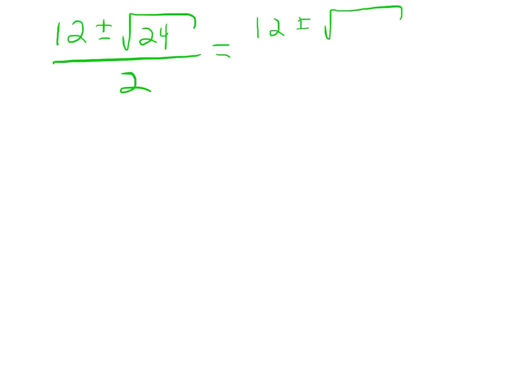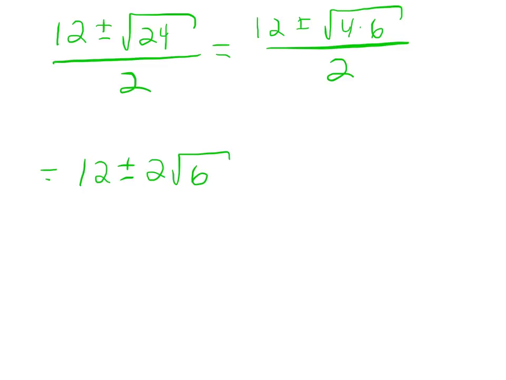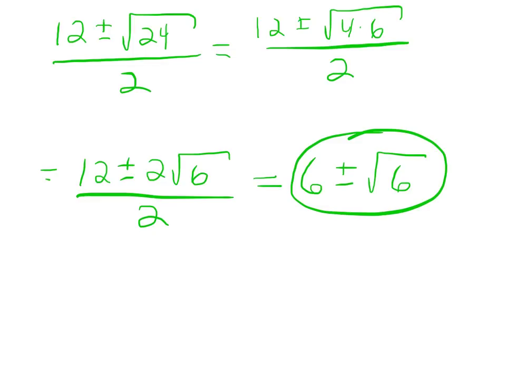So I have 12 plus or minus the square root of 24 over 2. Now I can simplify the radical by rewriting 24 as 4 times 6, all over 2. And then I can take the square root of the 4 and bring it outside the radical, and I get 2. So I have 12 plus or minus 2 root 6 all over 2. And then you can divide the 2 into both terms of the numerator. So we get 6 plus or minus root 6 would be another acceptable answer.